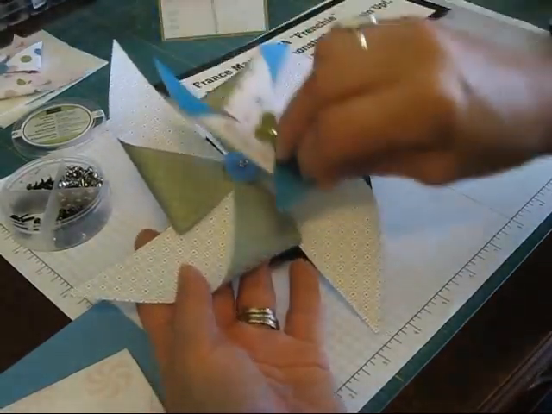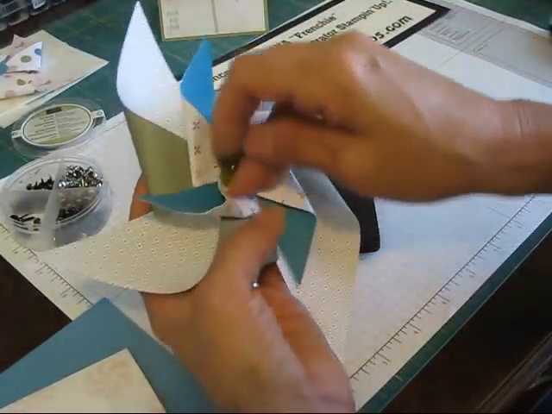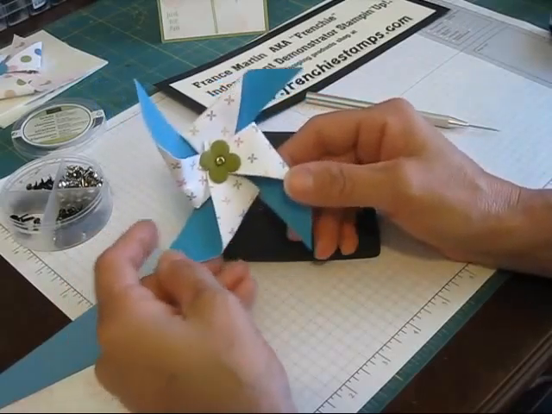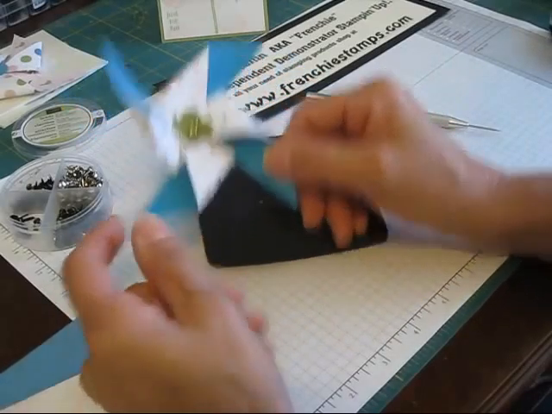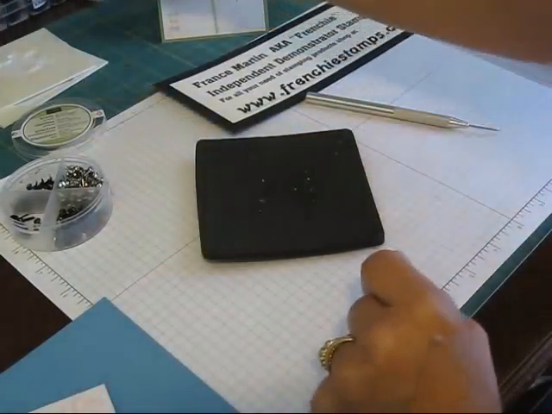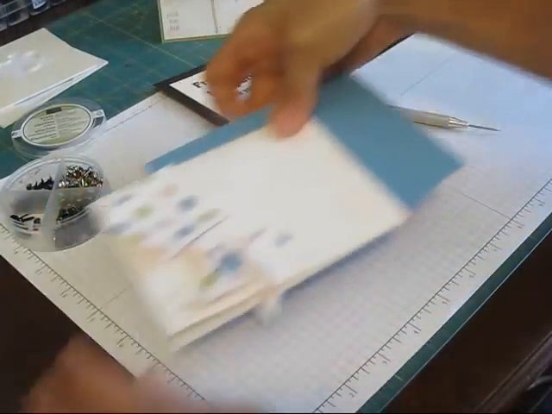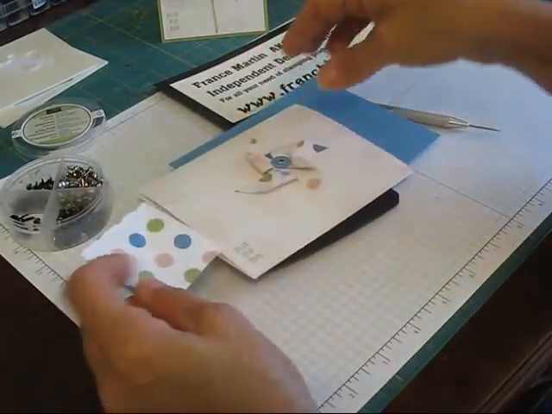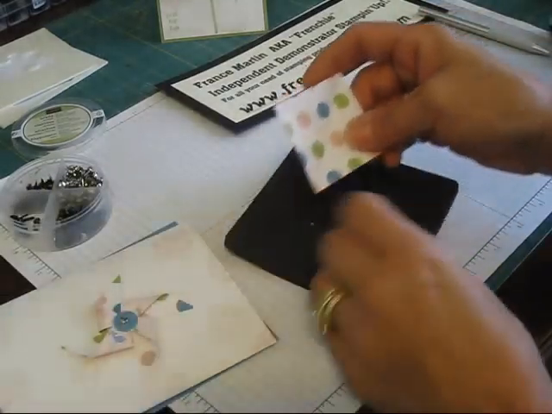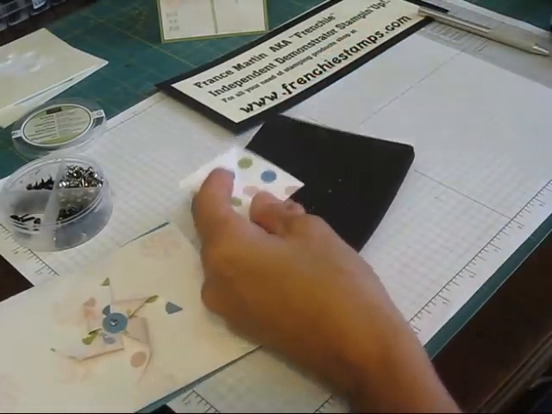So look at that. If you would put another one in the center of this, then it would be even cooler. So this one, it's a 3 by 3. This one, it's a 4 by 4. And the card that I'm going to make with you today, I'm using a 2 by 2 and a 3 by 3.